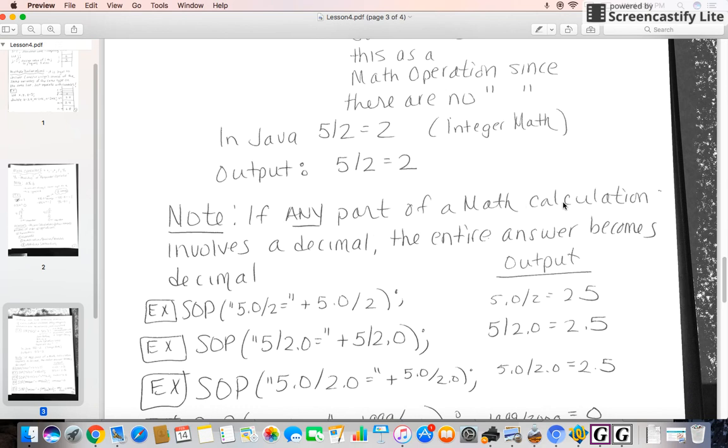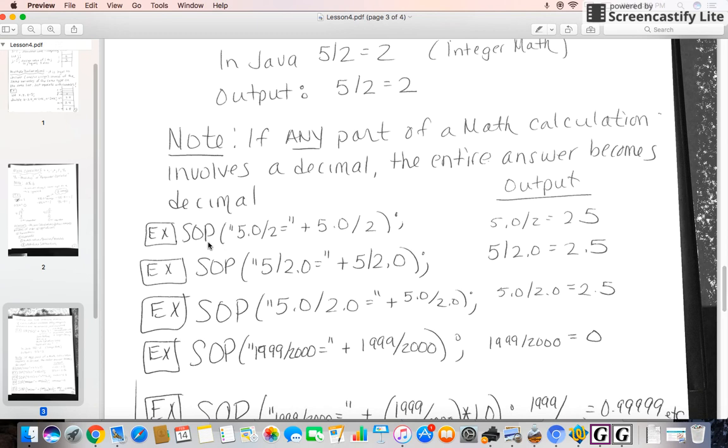If any part of a math calculation involves a decimal, the entire answer becomes decimal. So let's take a look using that same example that we just looked at. So if I change and say 5.0 divided by 2, now the decimal is preserved because the answer has been turned into a decimal. So the output will be 2.5. The next example, if I take 5 divided by 2.0, again, any part of the calculation is decimal, the answer will be decimal. If both numbers used or all the numbers used are decimal, the answer will be decimal as well.